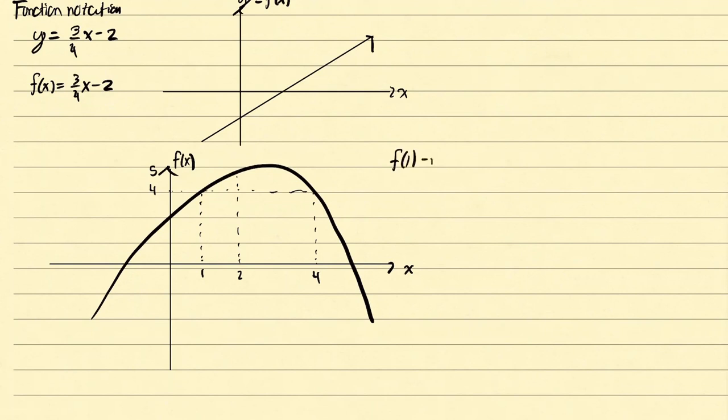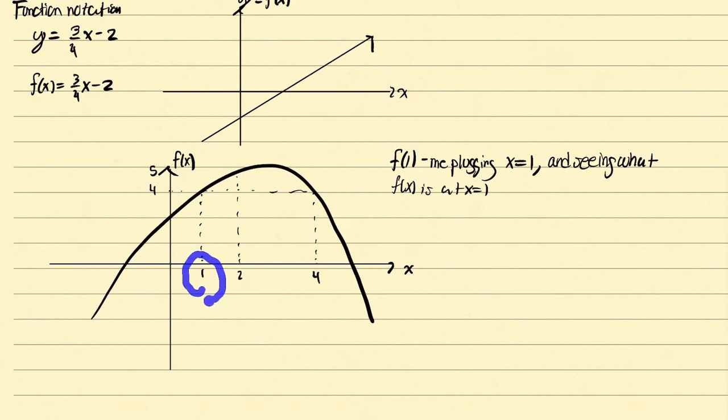So how do I think about this? This is me plugging in x equals 1 and seeing what f of x is at x equals 1. This is the shorthand notation for it, f of 1. So let's do it. If I take in x equals 1, what is the output? I'm going to trace that output all the way up to the function. This y value is the output. So f of 1 is 4.